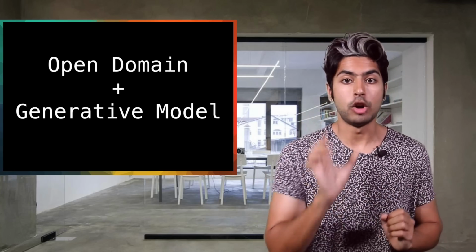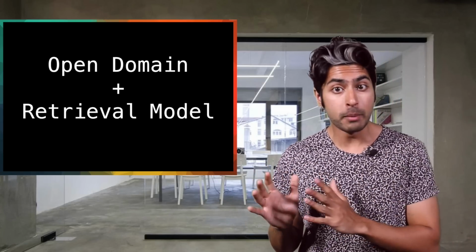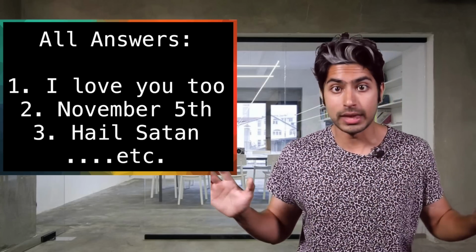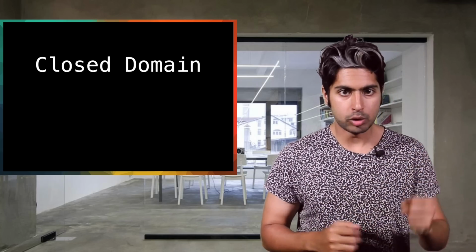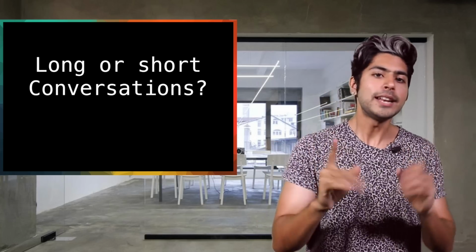If we want to operate on an open domain using a generative model, that's pretty much AGI, so we're not quite there yet. If we use an open domain with a retrieval model, we'd have to hard code literally everything, so also impossible. So right now we can build a chatbot in a closed domain using either retrieval or generative model. Okay, let's add in one more constraint.